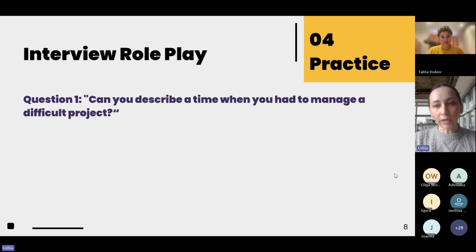So moving on to the rest of the interview, Talita, sorry, I have a couple of questions for you. We expect that the interview will be no longer than 20 minutes. So at the end of the interview, if you would like, you can ask a question. Is everything clear so far? Okay. Could you please describe a time when you had to manage a difficult project?